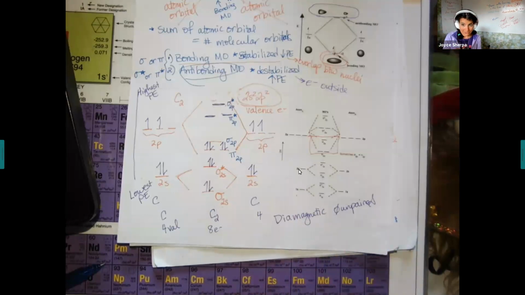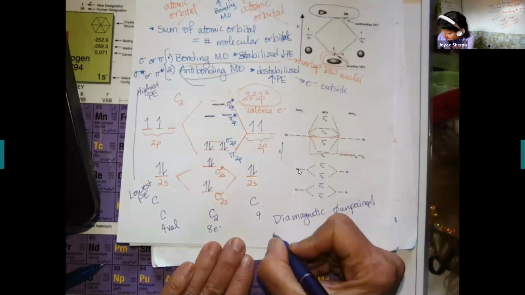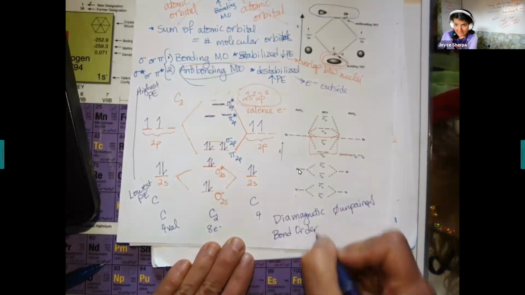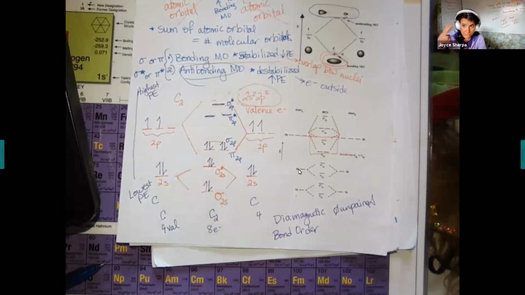We're going to do bond order now. So bond order still means the same thing. If you get a bond order of 2, it means you have a double bond. If you get a bond order of 3, that's the highest you can get. You have a triple bond.